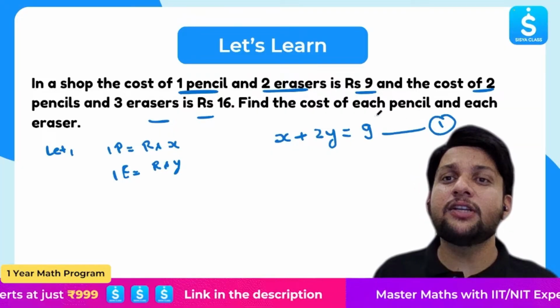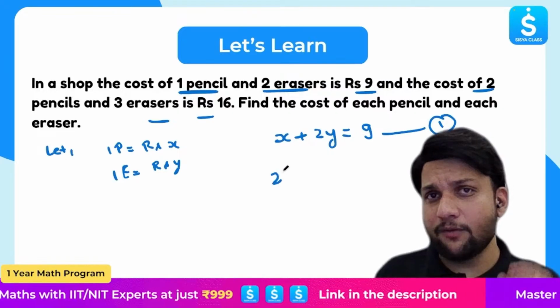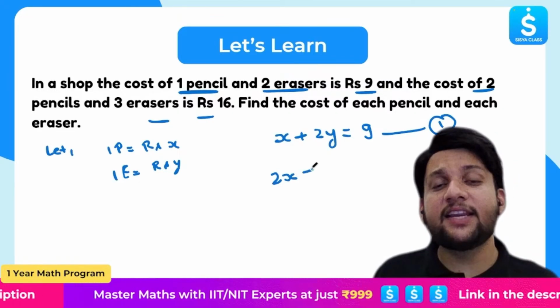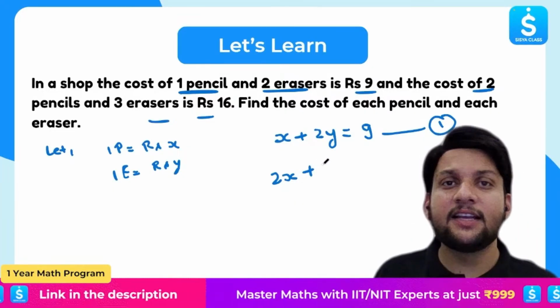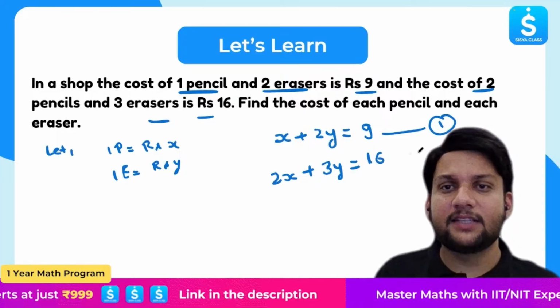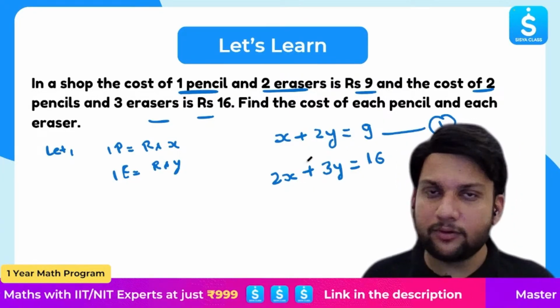What is the second equation? The cost of two pencils. What is price of one pencil? x. So what is the cost of two pencils? 2x, and three erasers. What is the price of one eraser? y. So what will be the price of three erasers? It will be 3y, and this equals 16. This becomes my second equation. Clear how we found two equations?